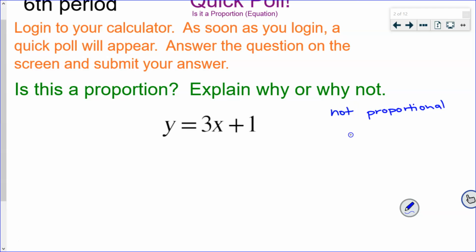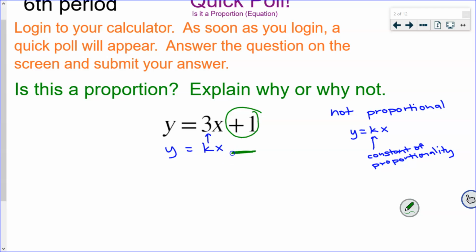The reason I know that is because we have mentioned in the past that all proportional relationships are in the format, or have equations in the format y equals kx, where k is the constant of proportionality. And when I look at this equation, y equals 3x plus 1, I can see that it's kind of in that format. It starts out that way, y equals kx, where it looks like k would be 3, but then we've got this here at the end. This plus 1 is not part of that format.